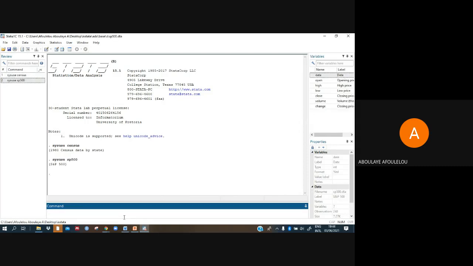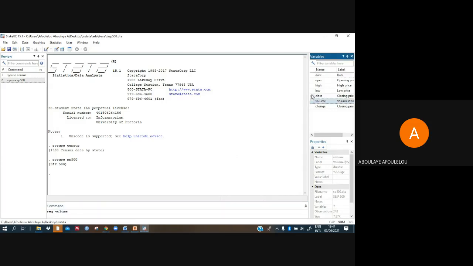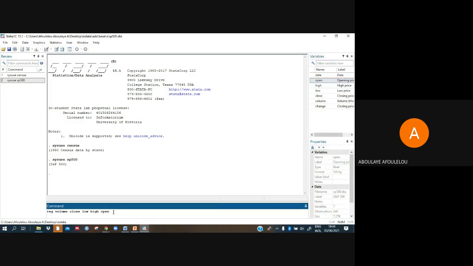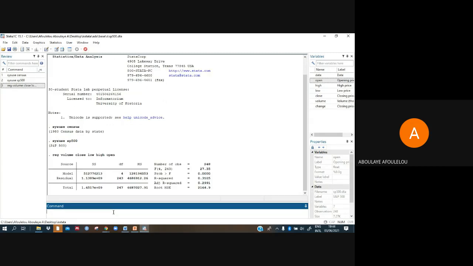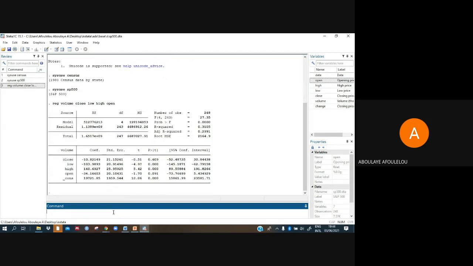Okay, I'm going to regress, and I'm using the command reg, which is the syntax of regression. After reg, I have to drop my dependent variable and then my independent variables. Here my dependent variable is volume, and my independent variables are closing price, low price, high price, and opening price. I just have to validate, and I have the result like that.